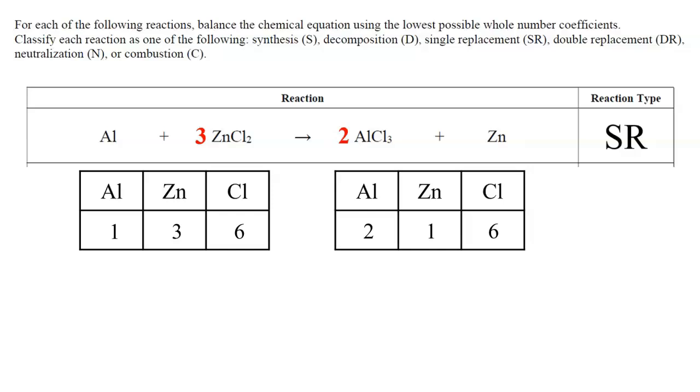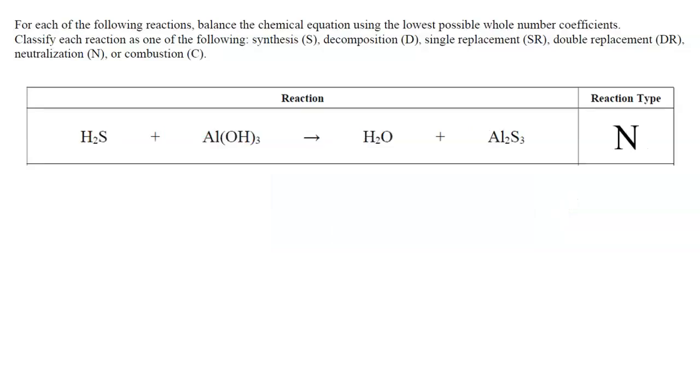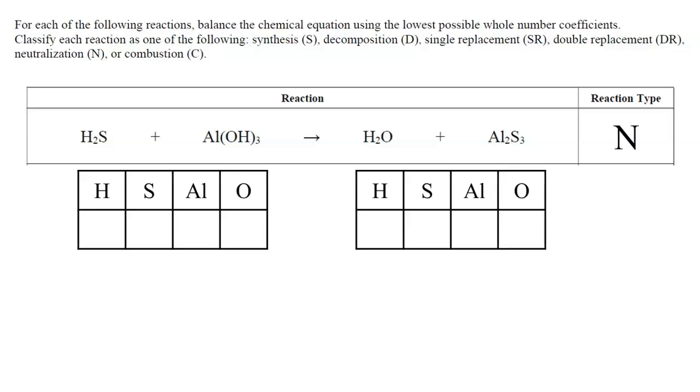So to get 3 zincs on the right, I'm going to put a 3 in front of the Zn, and then to get 2 aluminums on the left, I'm going to put a 2 in front of the Al. So now I have coefficients of 2, 3, 2, and 3, and I have 2 aluminums, 3 zincs, and 6 chlorines on each side of the equation. So this equation is now balanced. Let's move on to our next chemical equation, and the elements involved in this chemical equation are hydrogen, sulfur, aluminum, and oxygen.